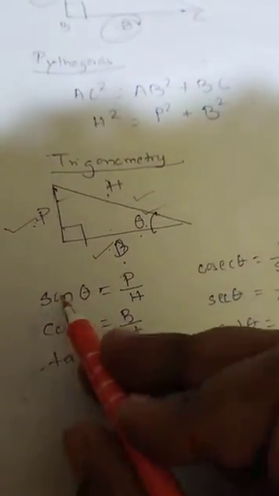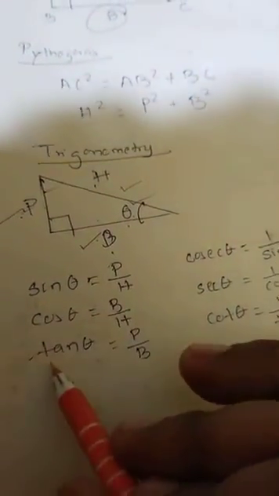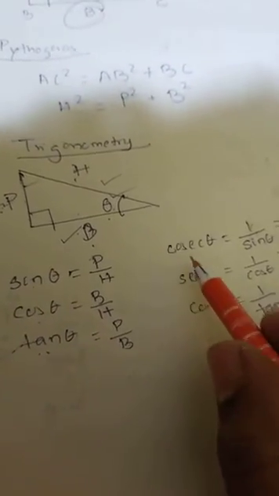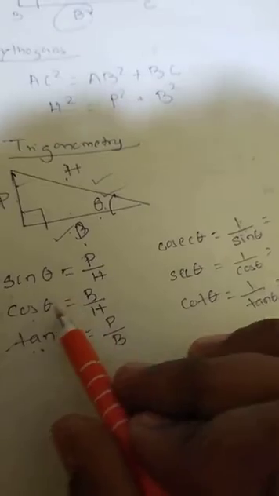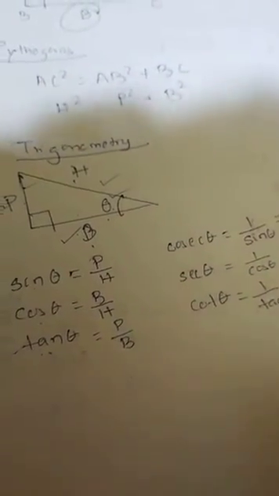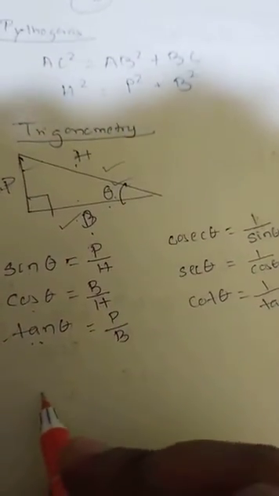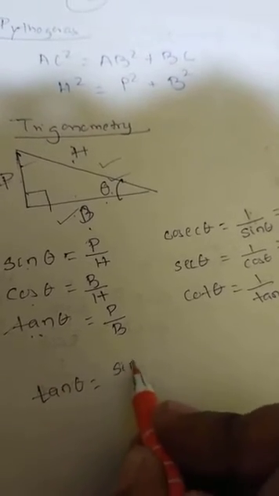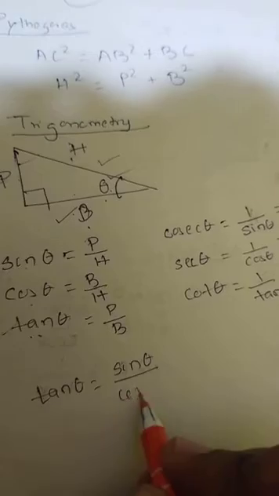Now the question arises, is there any relationship between them? Is tan theta related to sine and cos? Yes. And cosec is related to sine, and so on; there is some relationship among all of these. Now everything requires tan theta, because tan theta is equal to sine theta by cos theta.